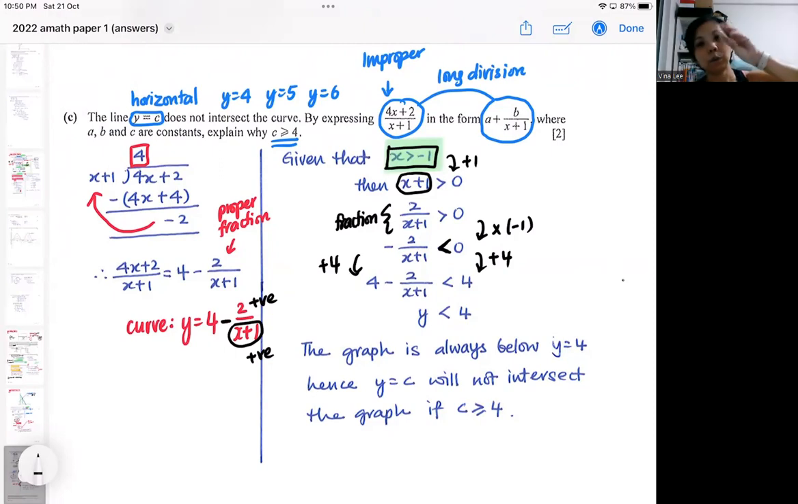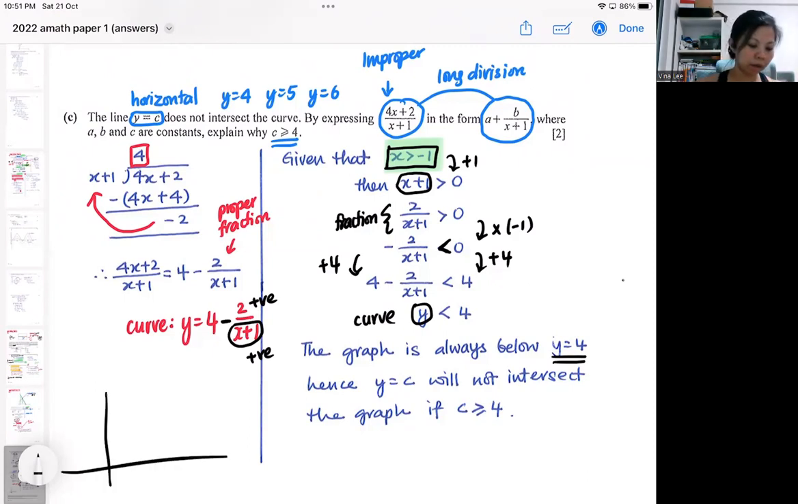So I'm going to manipulate from x greater than -1. I manipulate from there until I get my graph, and I'm able to deduce that my graph is always below y equal to 4. That's why a horizontal line that is 4 or more will not be able to cut the graph. So that is the interpretation. They are asking you to explain why a horizontal line above 4 cannot cut the graph. So I get the range of the graph: the graph ends up always lower than 4.